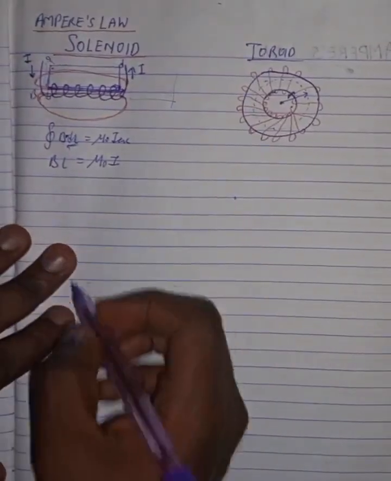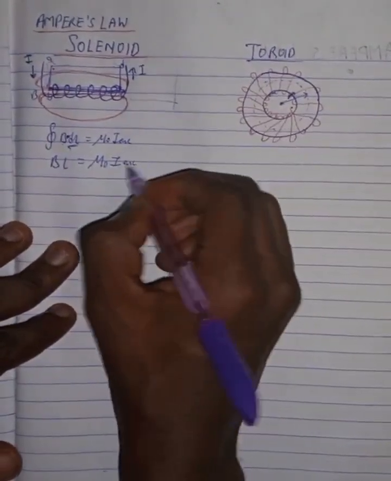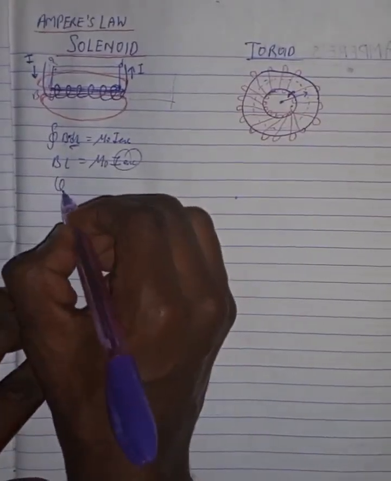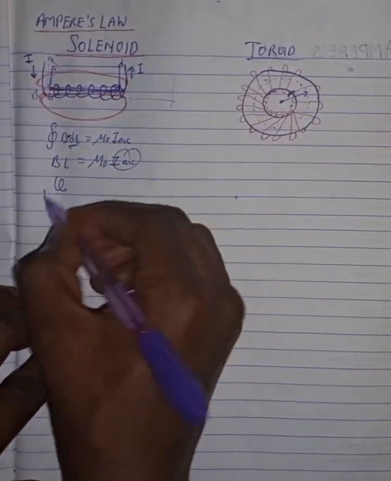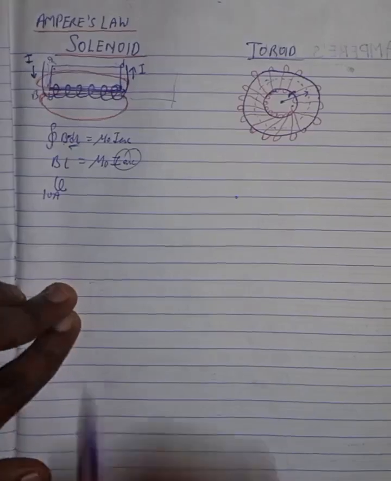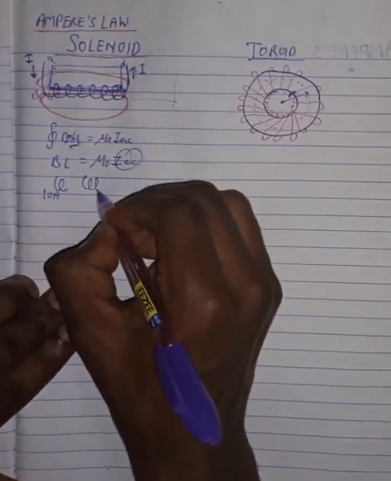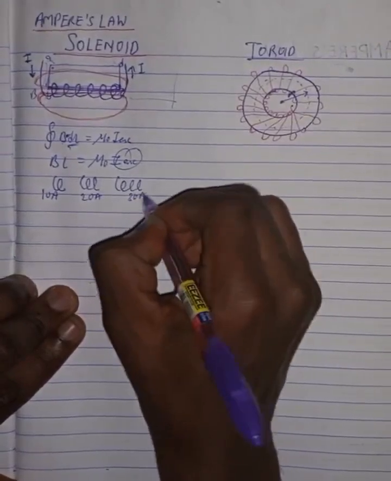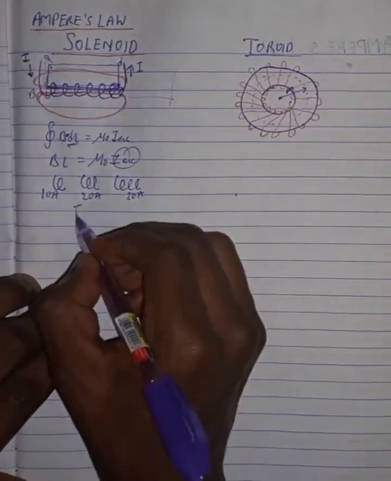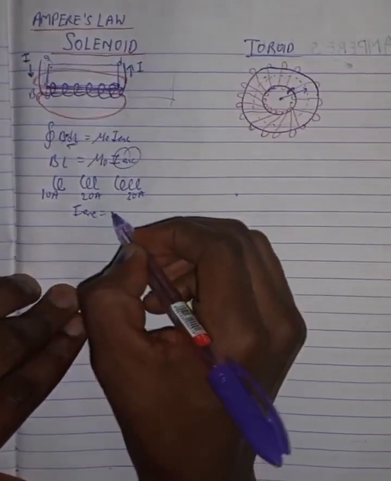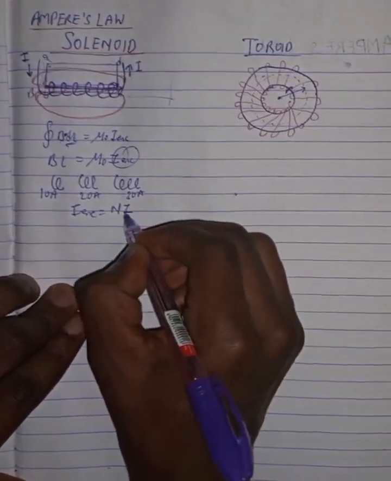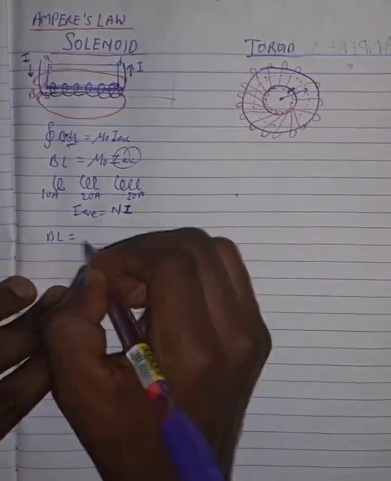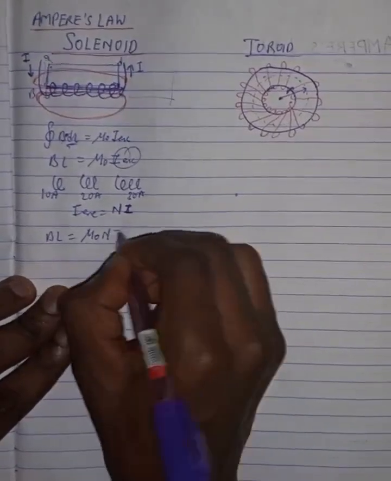Now from here, what will I do? What is this current enclosed? Assuming I have a loop, let me assume this loop carries 10 ampere. If I have two loops like this, I'll have 20 ampere. If I have three loops, I'll have 30 ampere. Are we together? So this current enclosed will be equal to the number of turns times the current, Ni, depending on the number of turns. So I'll have BL equal to mu naught Ni.